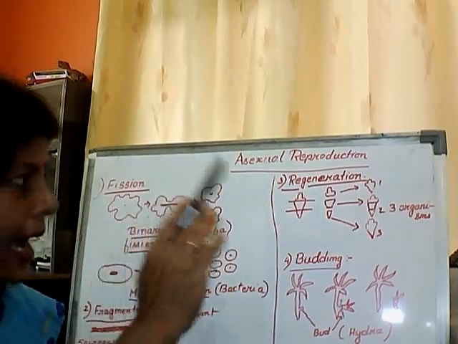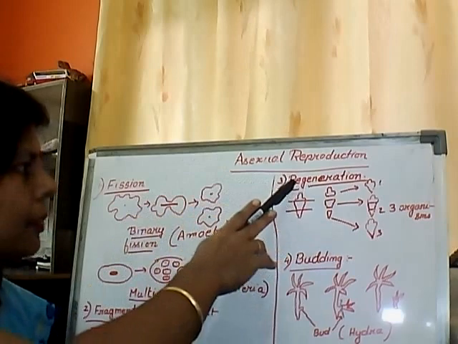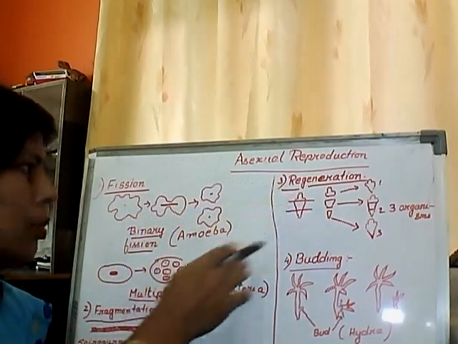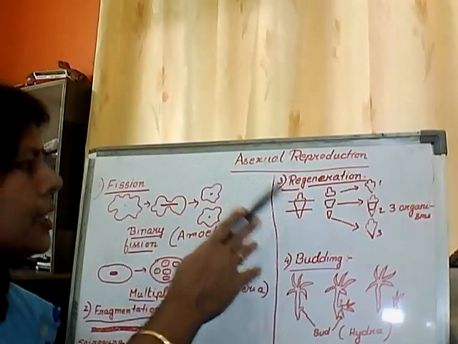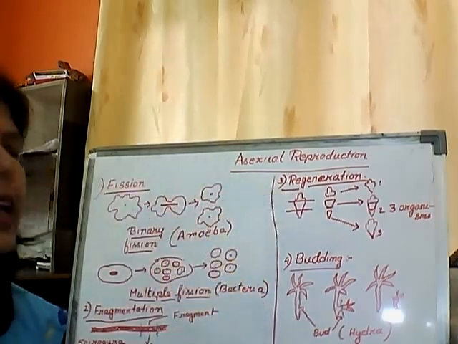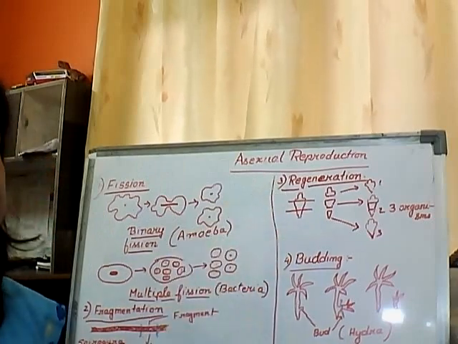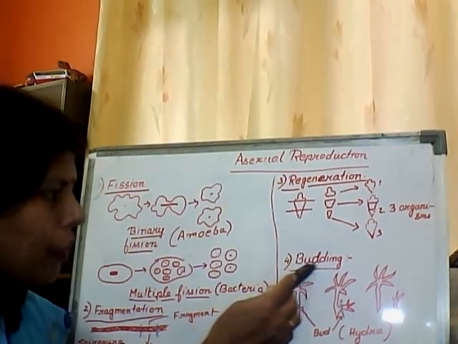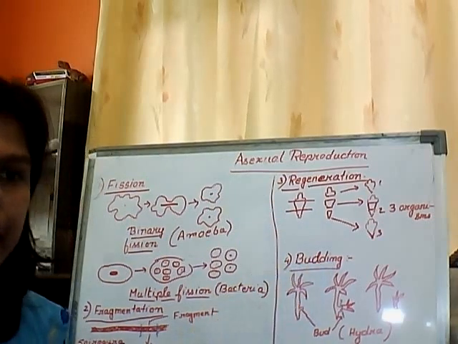Then another thing, the question may arise between regeneration and fragmentation. Now it is almost similar, but here the difference is that regeneration becomes an asexual reproduction process only in accidental cases. Then you go to the 4th type, that is budding.